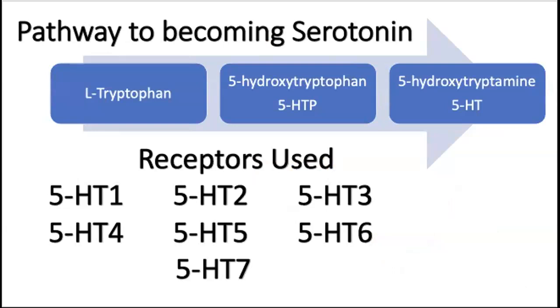The receptors that it uses are 5-HT1 through 7, and each of these receptors have subreceptors. So your 5-HT1 actually has 5-HT1A, B, D, E, 1F, and so on and so forth. An example of what these receptors do, your 5-HT2 accounts for depression, suicide, antipsychotic effects, hypotension, and ejaculatory dysfunction. So each of these receptors are responsible for different actions.